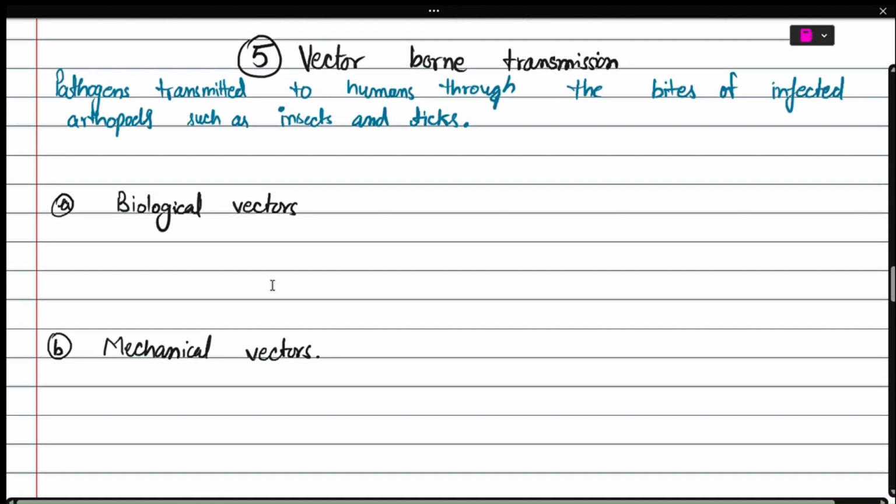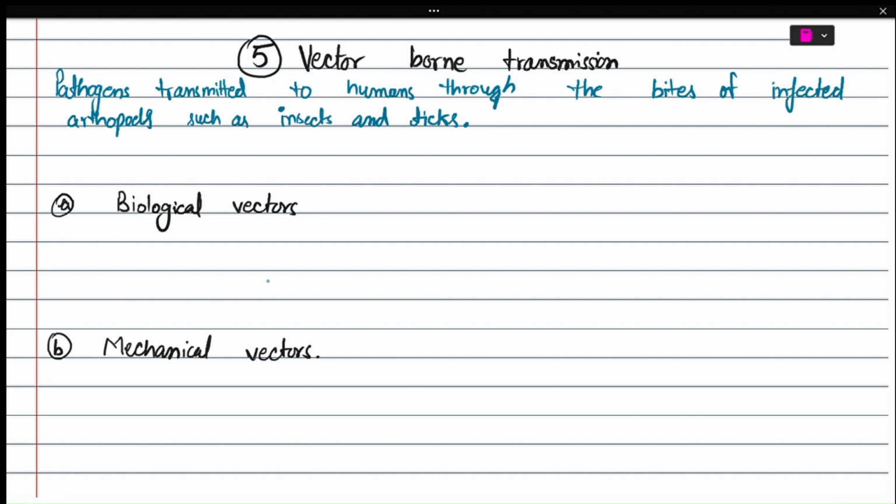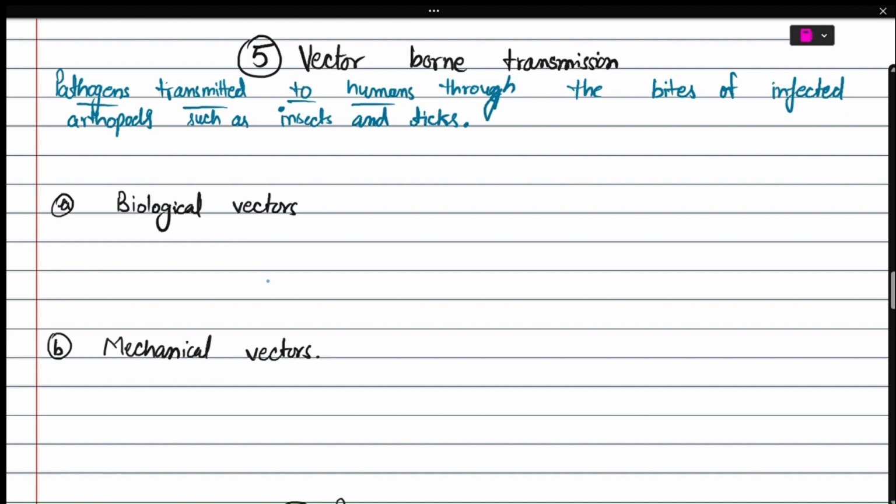Okay. Then after this comes the vector-borne transmission. In vector-borne transmission, pathogens are transmitted to humans through the bites of infected arthropods. Basically, an arthropod, you must have known about insects like ants, ticks. We even have mites that can also cause this vector-borne infection. So here, let us say this is some pathogen, and here you have a vector like mosquito. This mosquito will carry this pathogen and will transmit it to humans.